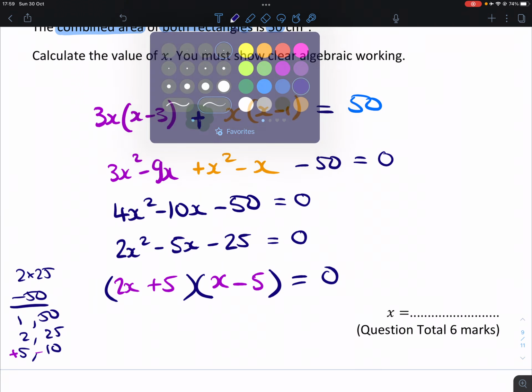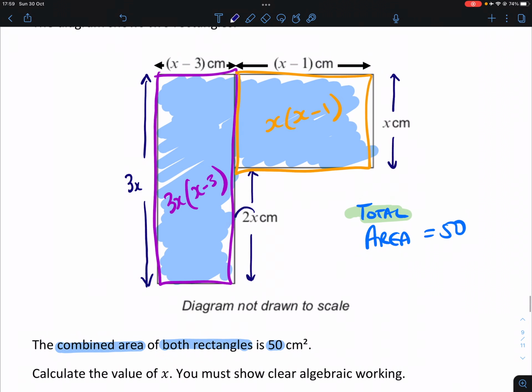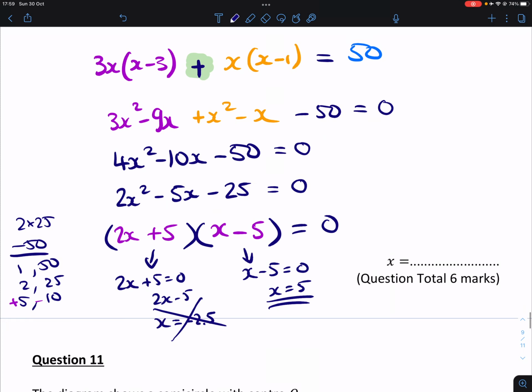From there then, we have to solve it. So we set each bracket equal to 0 and then solve them individually. So from this, we end up with x equals minus 2.5, or we have x equals 5. Of course, you cannot have negative lengths in any problem involving lengths or area or whatever, right? So we can rule that out. But for the purposes of solving the equation, you should have the workings here showing that you're getting 2 solutions. After which we rule one out, which we've done there, making x equals 5 our final answer. Done.